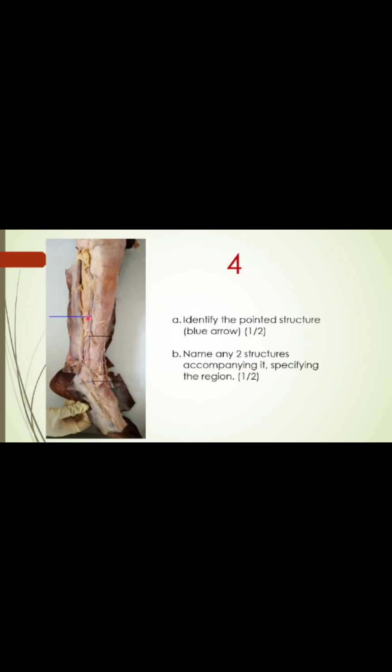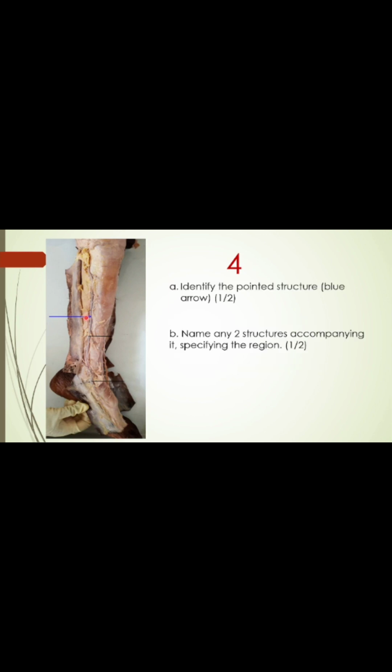Now this nerve to popliteus not only supplies the popliteus muscle, but it also supplies many other structures. So it gives a few twigs to the tibialis posterior muscle. It also gives articular branches to the superior and inferior tibiofibular joints, and it also supplies the interosseous membrane of the leg. The fourth question is: identify the structure pointed with blue arrow. Name any 2 structures accompanying it, specifying the region.